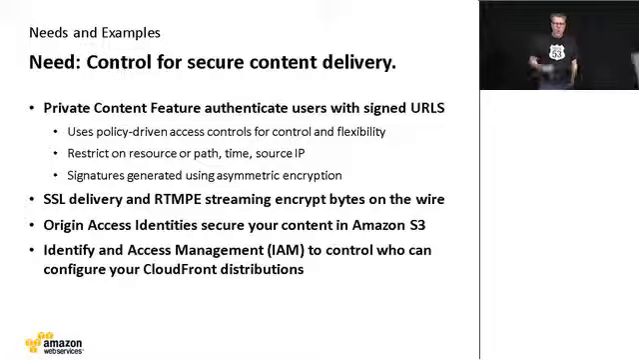For bytes on the wire, I mentioned this earlier, we have options for both SSL and RTMP-E. We also have the ability to put something in Amazon S3 so CloudFront can get to it and no one else can. That's called an origin access identity. And then finally, on the management plane, we work with Amazon Web Services Identity and Access Management, the IAM feature, to make sure that only folks that you have said is okay to configure CloudFront distributions can do so.